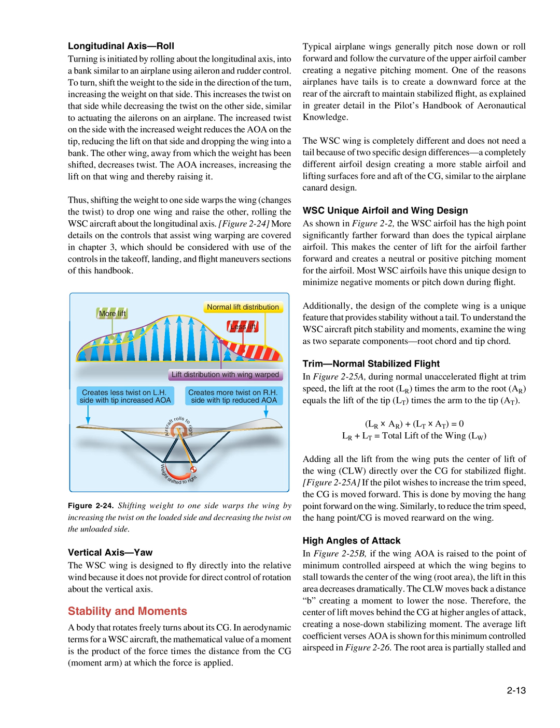During normal unaccelerated flight at trim speed, the lift at the root, LR, times the arm to the root, AR, equals the lift of the tip, LT, times the arm to the tip, AT. LR×AR plus LT×AT equals 0. LR plus LT equals total lift of the wing, LW. Adding all the lift from the wing puts the center of lift of the wing, CLW, directly over the CG for stabilized flight. Figure 2.25A. If the pilot wishes to increase the trim speed, the CG is moved forward. This is done by moving the hang point forward on the wing. Similarly, to reduce the trim speed, the hang point/CG is moved rearward on the wing.